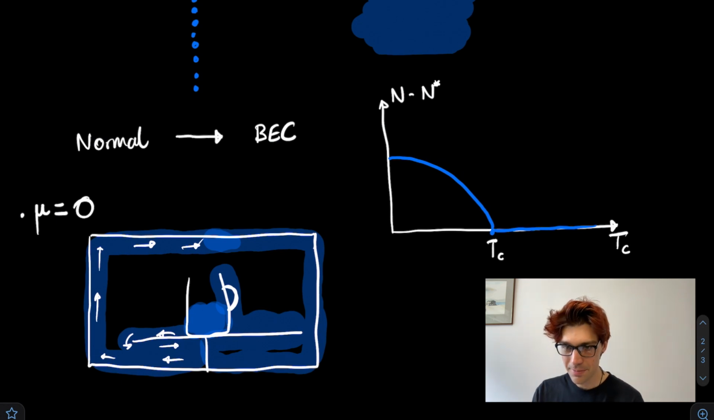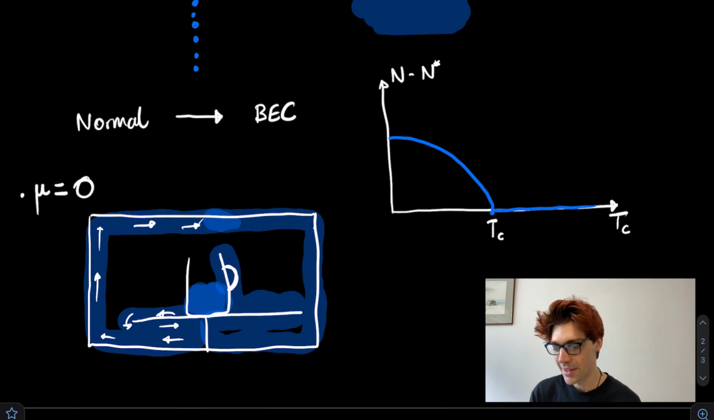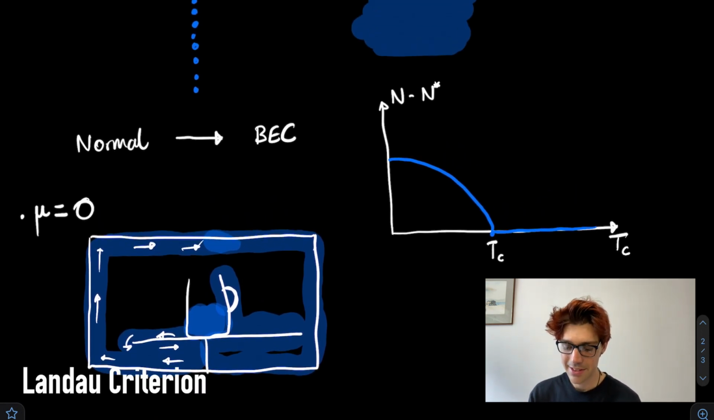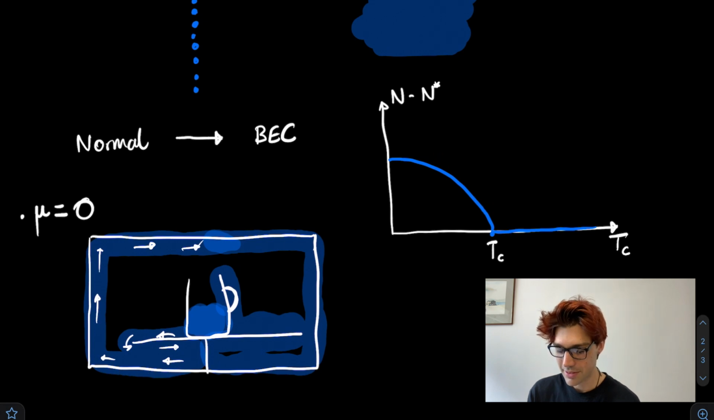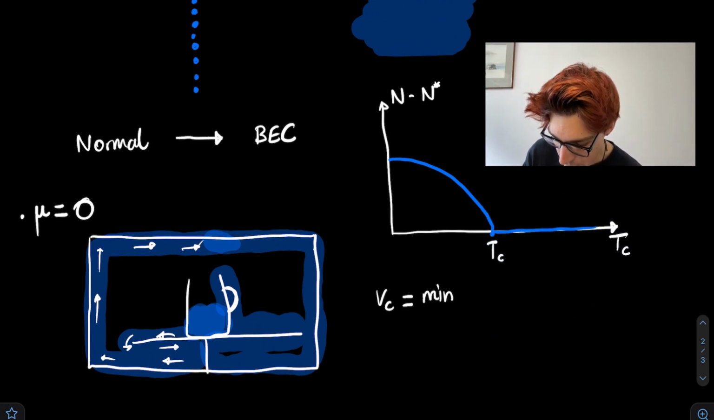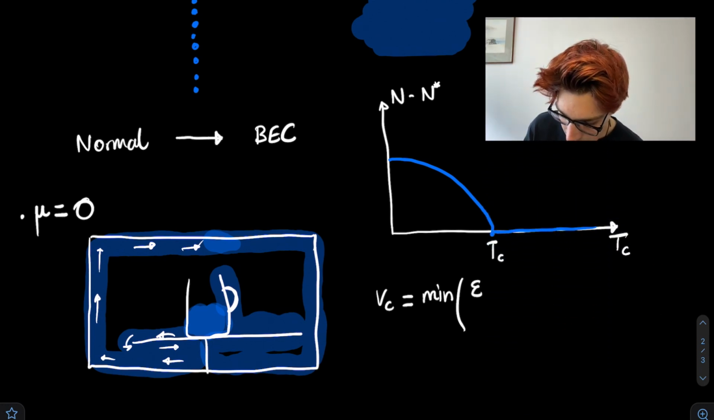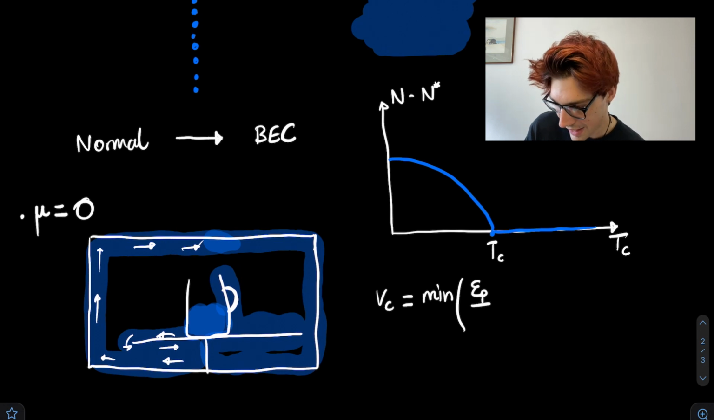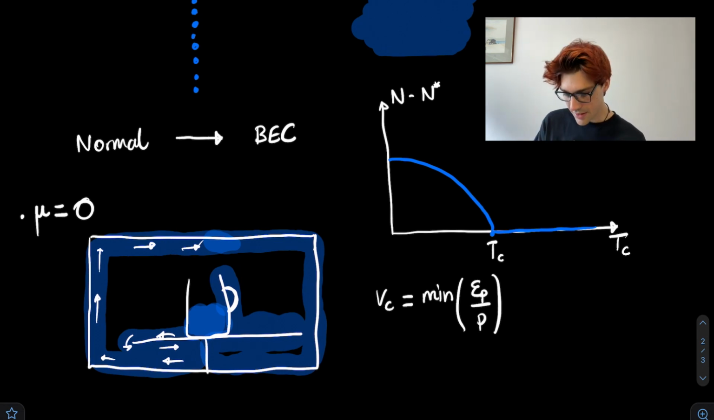The condition that a Bose Einstein condensate needs to have for it to be superfluid is known as the Landau criterion. And what the Landau criterion says is that there is a critical velocity, Vc, below which a fluid will move like a superfluid. And it's basically defined by the minimum of the energy divided by the momentum right there. That's all a little bit vague. I'll just elaborate on what that means.